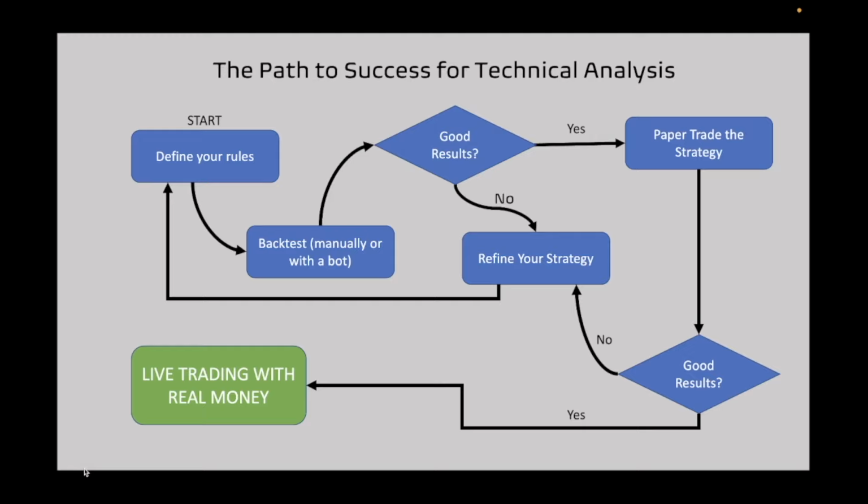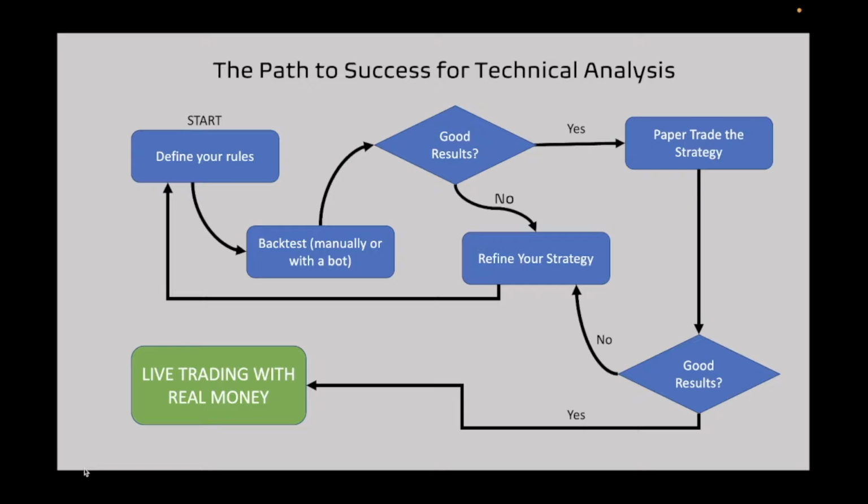So your path to success here is to first start with defining your rules. Then you're going to move on and backtest those rules either manually or with a bot. And maybe we'll talk about botting later in a different video. After you've backtested it, see if you've gotten good results. If no, then you need to refine your strategy and return back to redefining your rules.